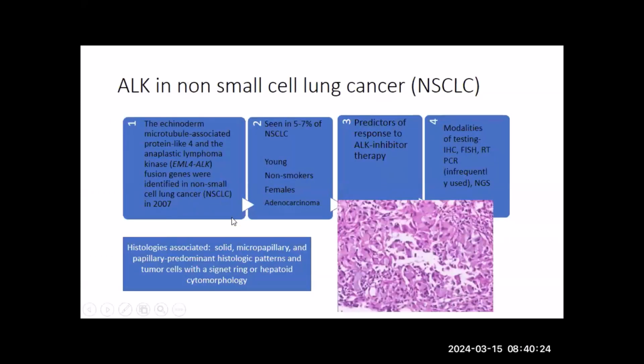Usually the histologies associated with these are solid and micropapillary, and specifically described in the literature is signet ring cell adenocarcinoma. I have just added an image of an ALK-positive tumor. There are some ring-like cells containing mucin. These are the signet ring cells. If this pattern is present, you have to suspect that it could be an ALK-positive tumor.